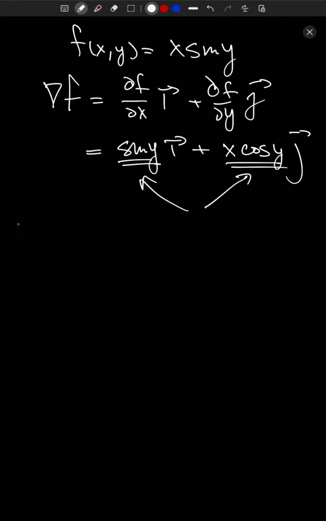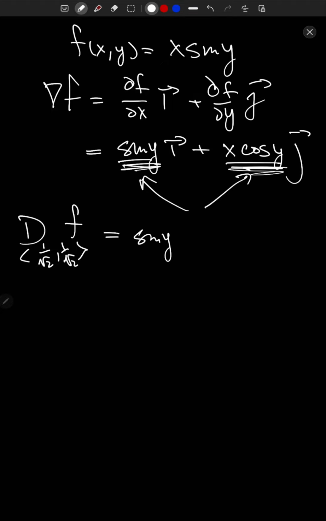So in particular, if I wanted the directional derivative in whatever direction, say 1 over root 2, comma 1 over root 2, again this is a unit vector here. What is this? Super easy. I use the gradient that I just discovered, sine y, x cosine y. Let me plug in the actual values of my point. Oops.